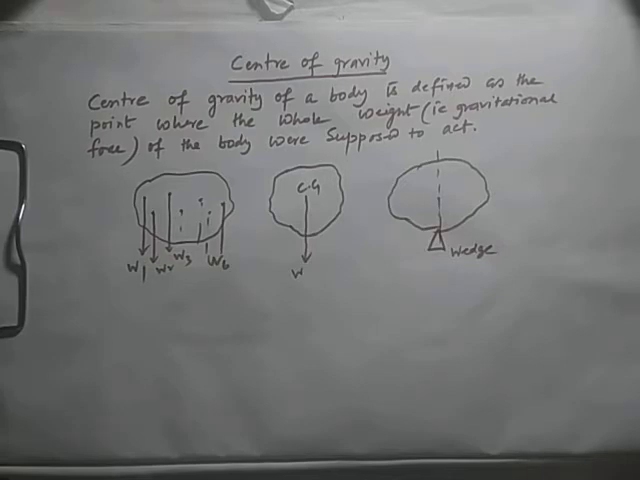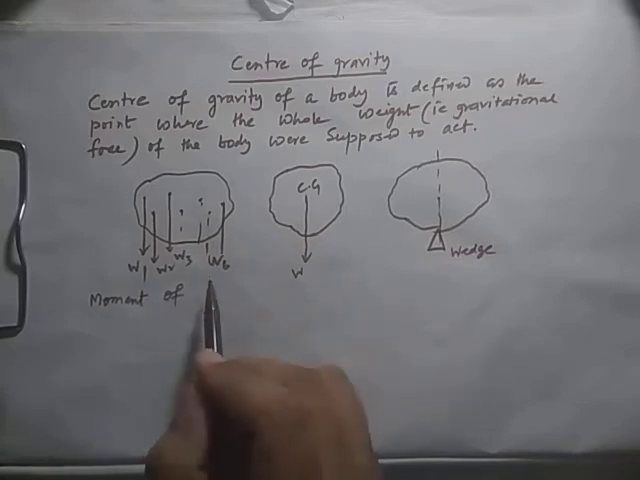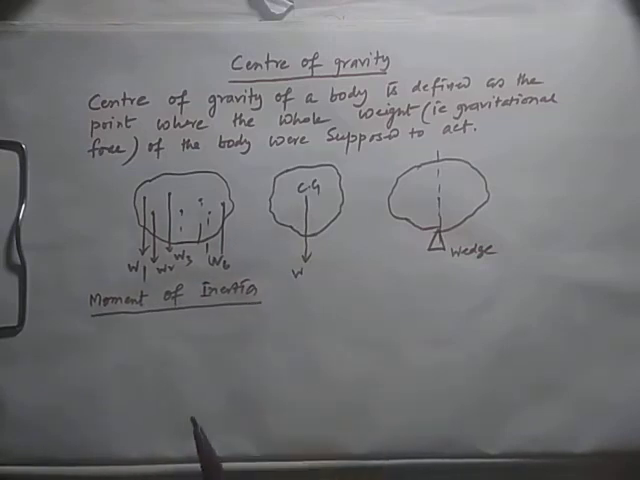So next we will discuss the moment of inertia. So what is moment of inertia? The moment of inertia, or the rotational inertia, of a body about a given axis of rotation is defined as the sum of the product of the mass of the particles and the square of their distance from the axis of rotation. It is denoted by I.